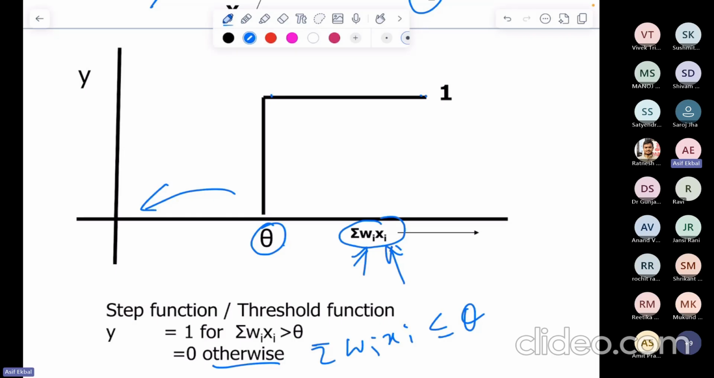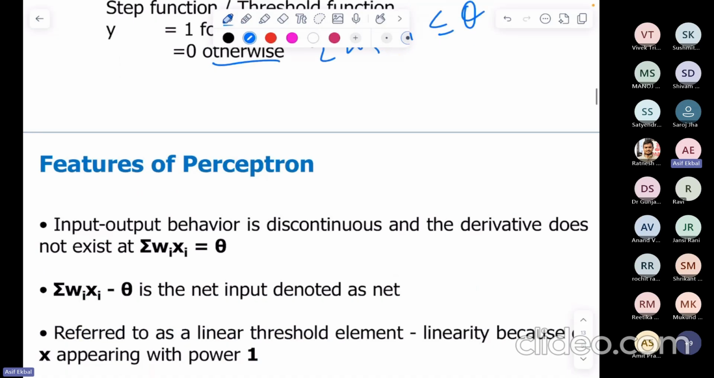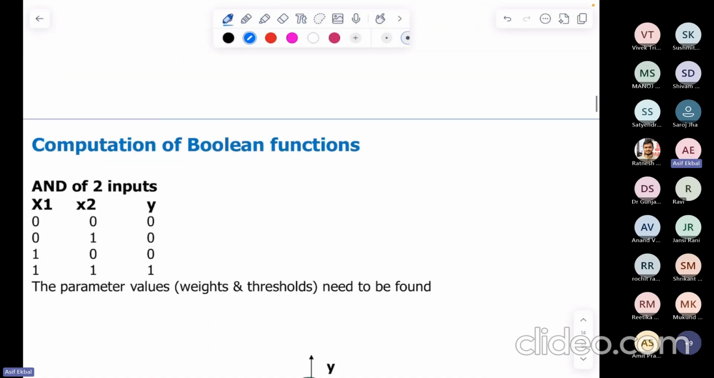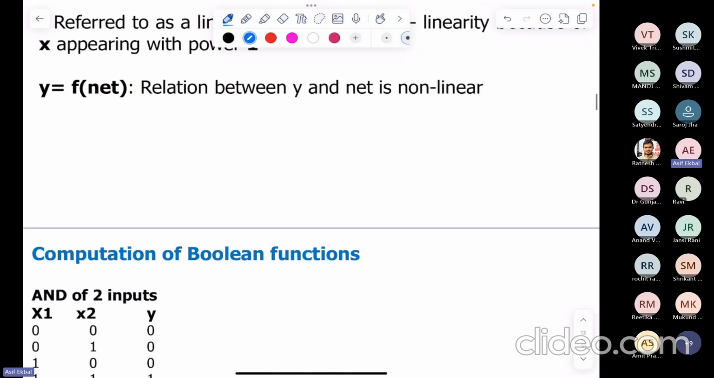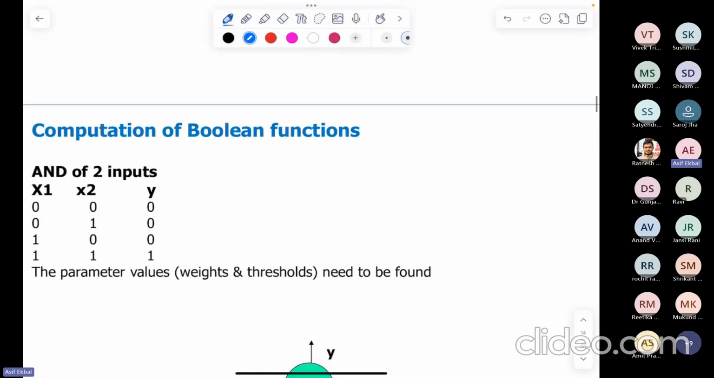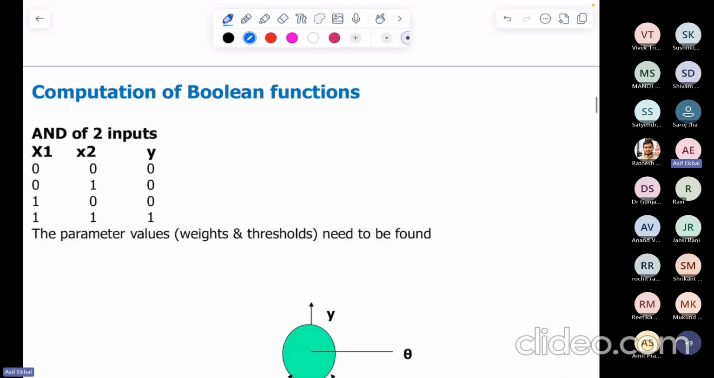Now let us see, with these basic assumptions, what actually do we mean when we say that we are doing some computation? Let's understand with a simple example, the AND gate.